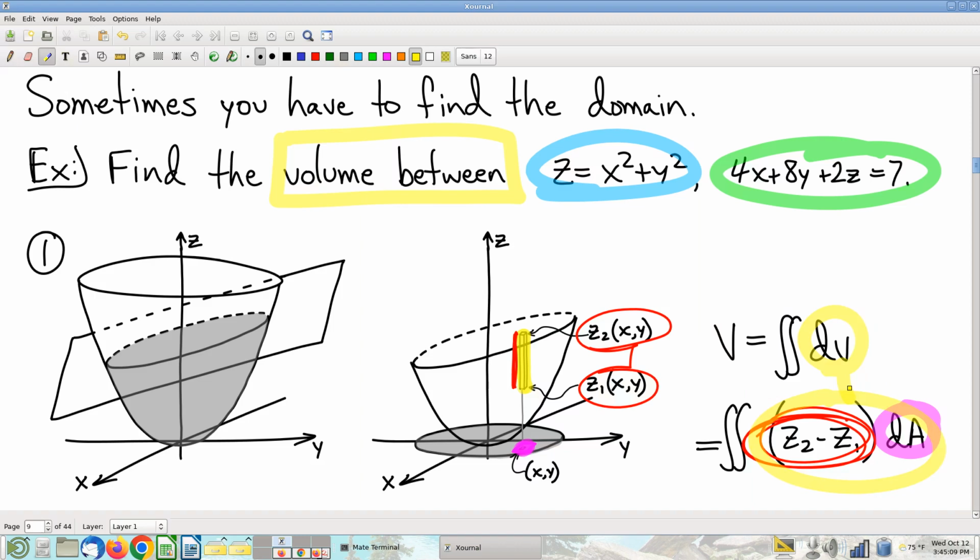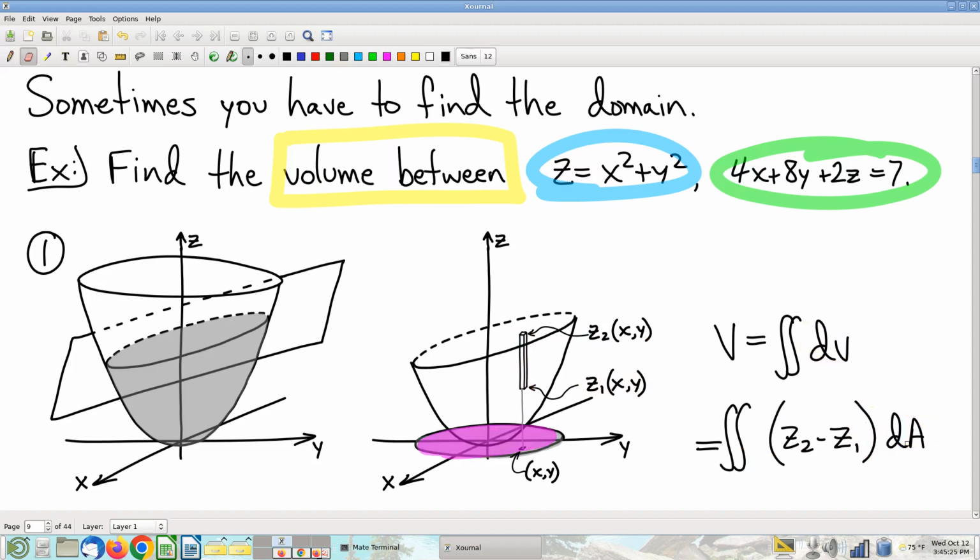The subject of the domain didn't really come up very much in that discussion, other than to say that, well, look, I have to do this for every piece of the domain, and so we've got all of this down here, whatever the shadow is, that's the domain that I'm going to have to use for this double integral. And now we've got to figure out what that domain is. How are we doing? Everybody with me?